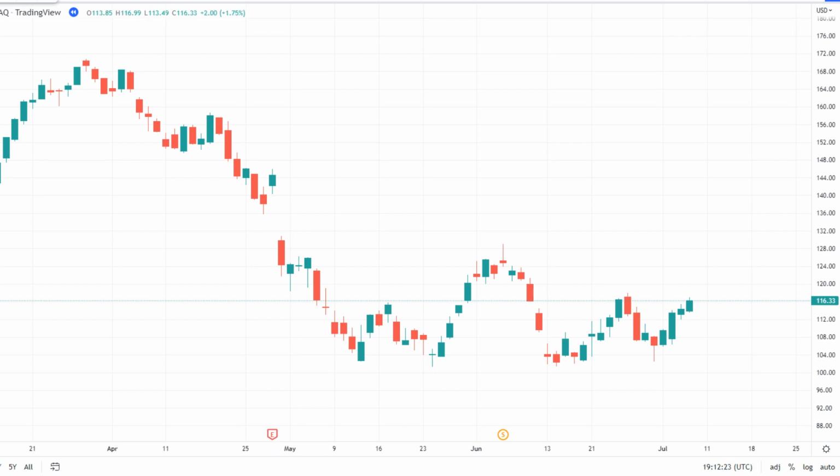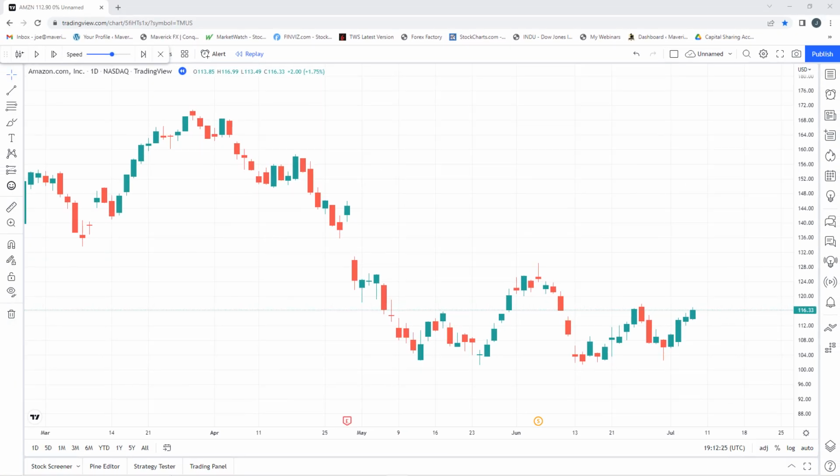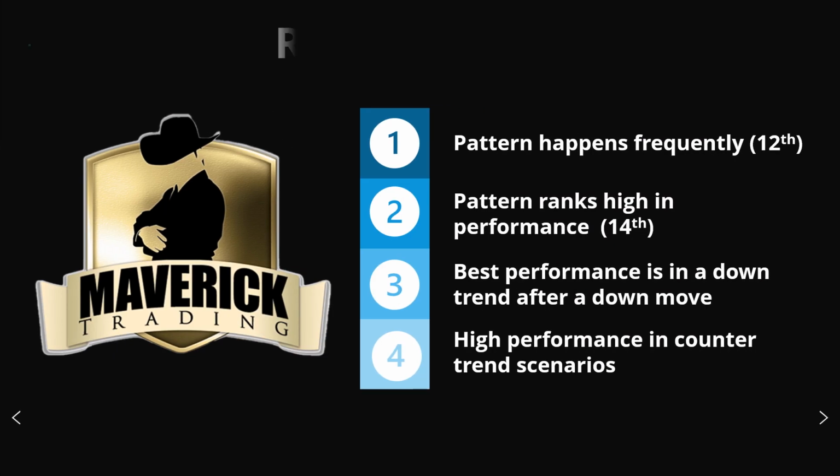So let's do ourselves a little bit of a review here and talk about what best scenario to use this in. So the pattern happens frequently. I just clicked a few days on that chart and we saw three of them. Two are specifically real. We reached on the second one, I should say. But the pattern ranks high in performance, and we just saw that out of those three examples, two of them worked. Best performance is in a downtrend after a down move.